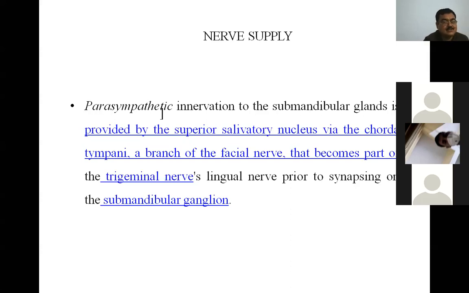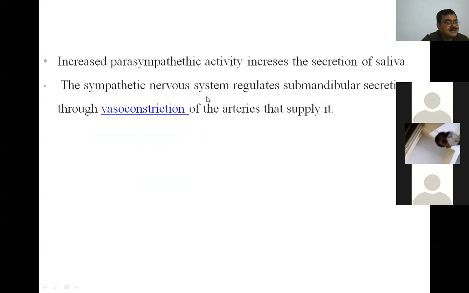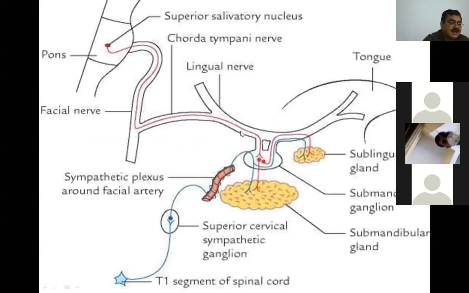फिर गैंग्लियन के थ्रू सप्लाई होती है ब्लड. Increased parasympathetic activity increases the secretion of the saliva. The sympathetic nervous system regulates submandibular secretion through vasoconstriction of the artery that supplies.